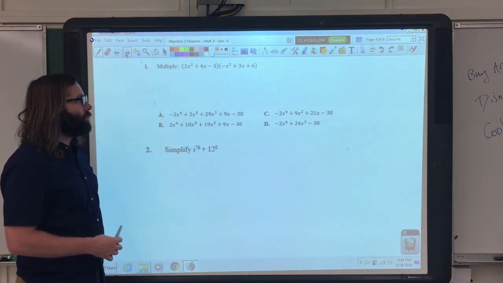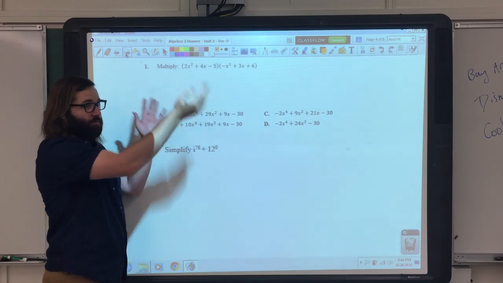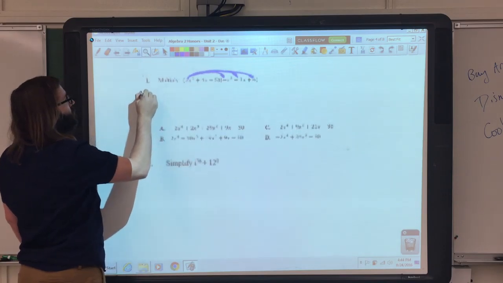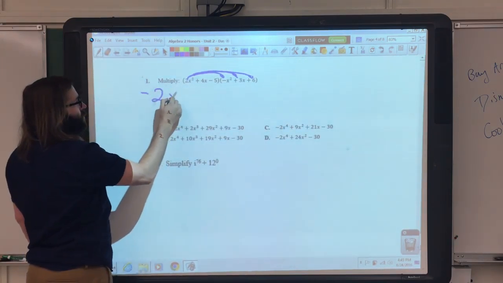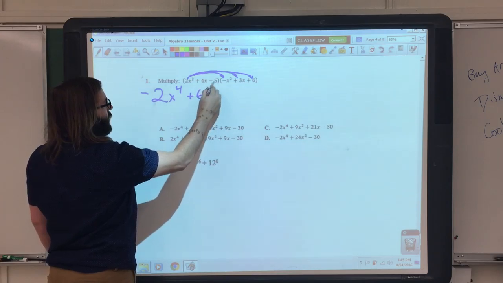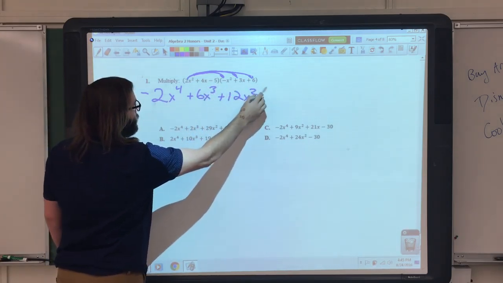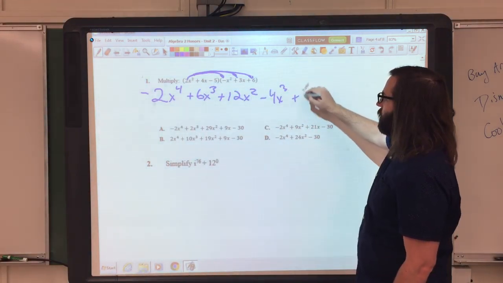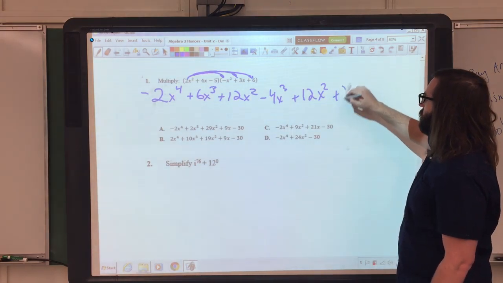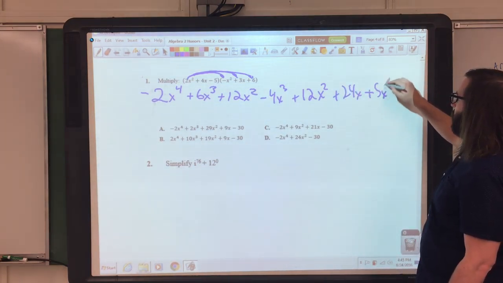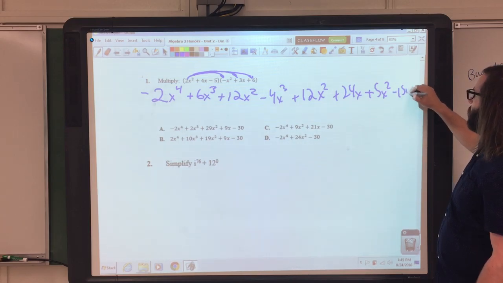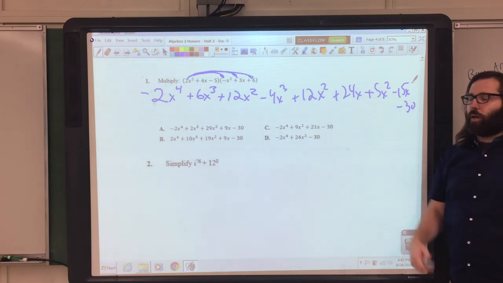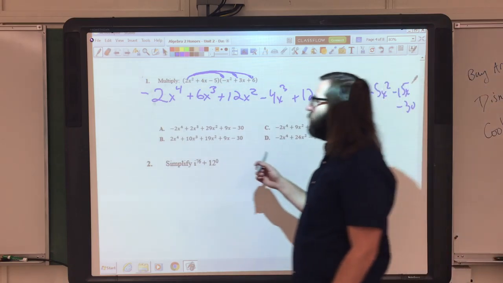All right, so let's go over these two. This first one, you just distribute. So we have there, there, there. So you get negative 2x to the 4th plus 6x cubed, 12x squared. There's your first couple. Minus 4x cubed plus 12x squared, 24x, 5x squared, minus 15x, minus 30. Okay, big long guy. Now we combine like terms.